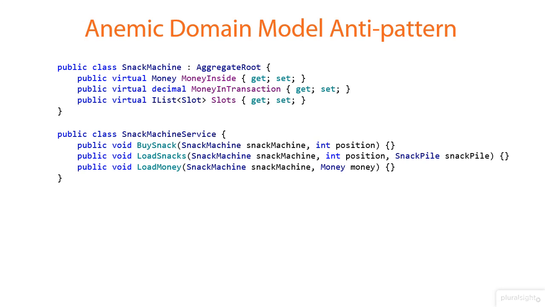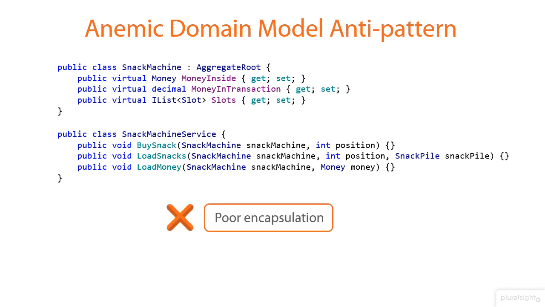The most important drawback here is that it often leads to poor encapsulation. Note that the properties in the snack machine entities are all public. That's no coincidence. The only way to enable separation of data and logic into different classes is to expose the internal structure of domain entities and thus break their encapsulation. Such code is much harder to maintain because its invariants can be easily broken. You can read more about anemic domain model in this article written by Martin Fowler.